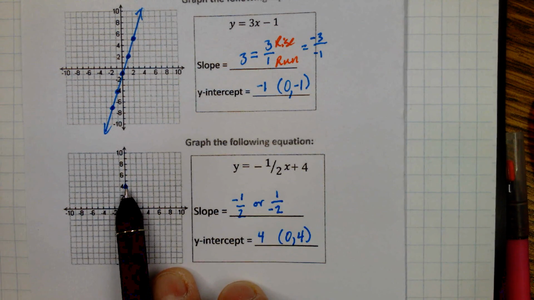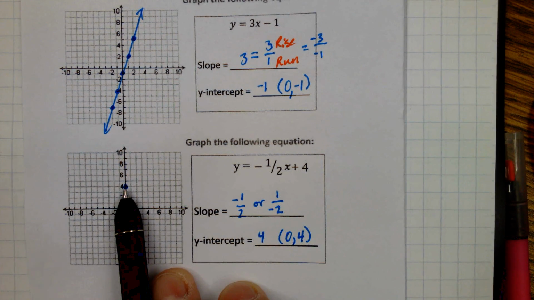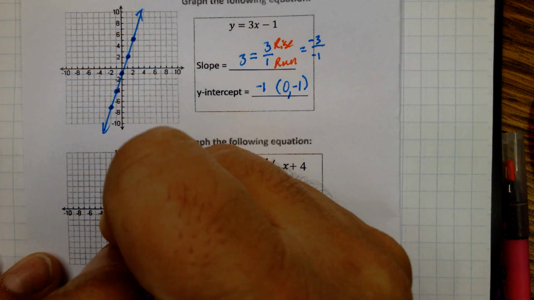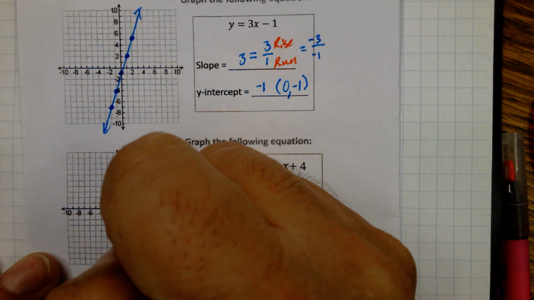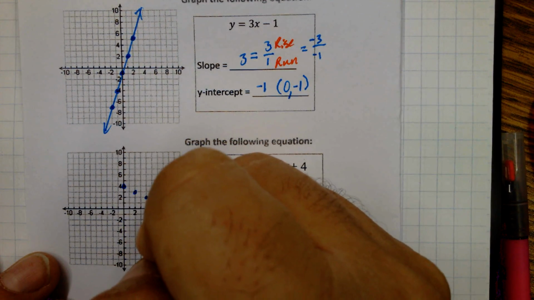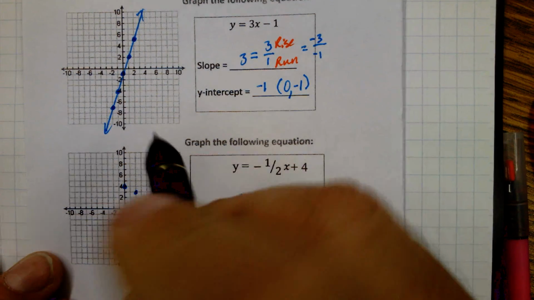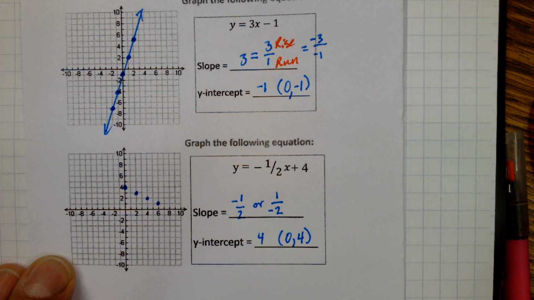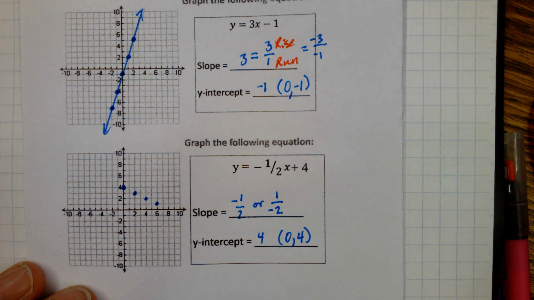So what does that tell me to do? Do I go up or do I go down? I go down 1 and to the right 2. Down 1 and to the right 2. You see all 4 of those points are in line?